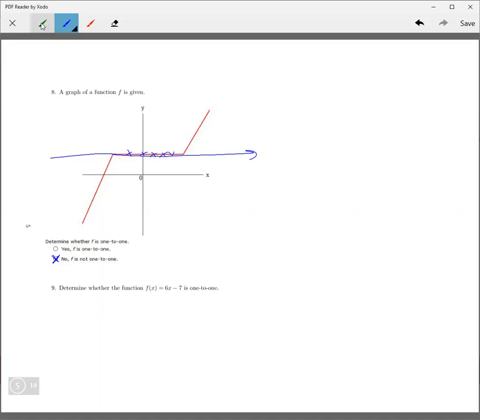Okay, so here we have number 9. We got f of x equals 6x minus 7. Now this is a line.